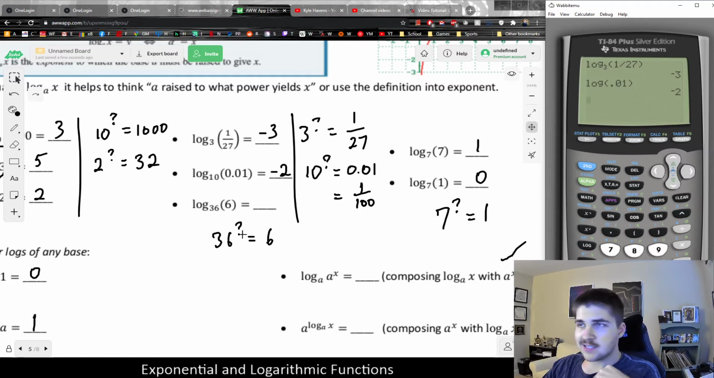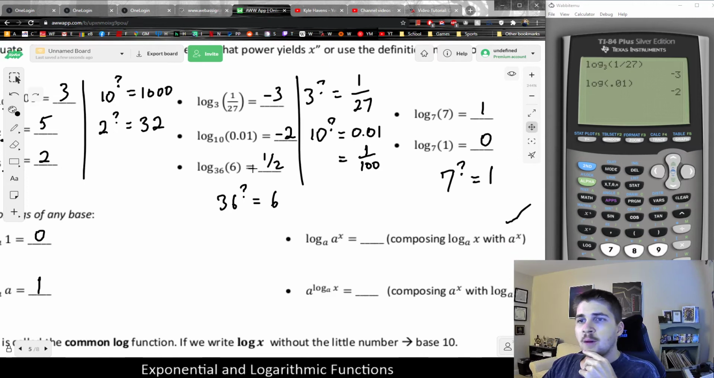Because if I take 36 to the 1/2 power, that's equivalent to the square root of 36, which would be 6. And remember, it's not a multiplication thing, it's always an exponent thing, which can be confusing, and you got to make sure to think like, well, what does a fractional exponent mean? It means a square root. What does a negative exponent mean? It means a fraction, and so on.